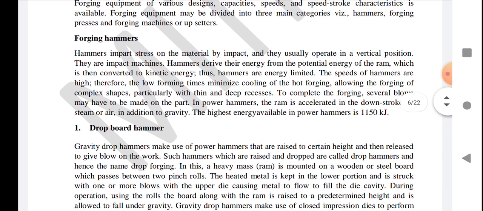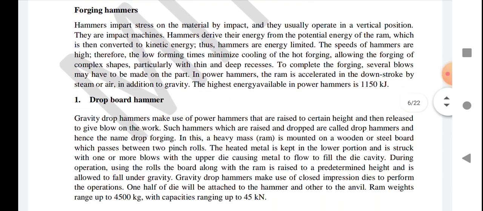Now we first talk about the forging hammer. Hammers impart stress on metal by impact, and they are usually operated in a vertical position. They are impact machines. Hammers derive their energy from the potential energy of the ram, which is then converted into kinetic energy. Thus hammers are energy limited.